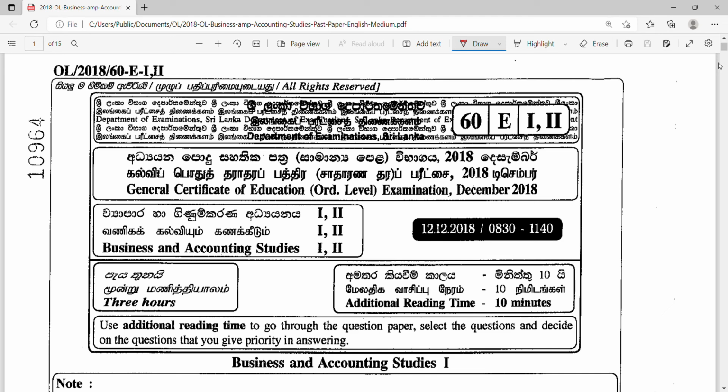Hi everyone, today we are going to continue our past paper discussion of the GCE O-Level December 2018 past paper for the subject Business and Accounting Studies. So we will be going through from question number 11 to 20 today.